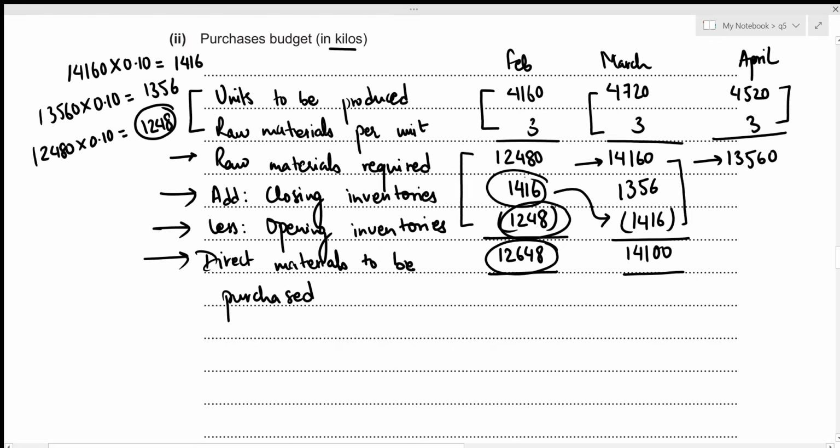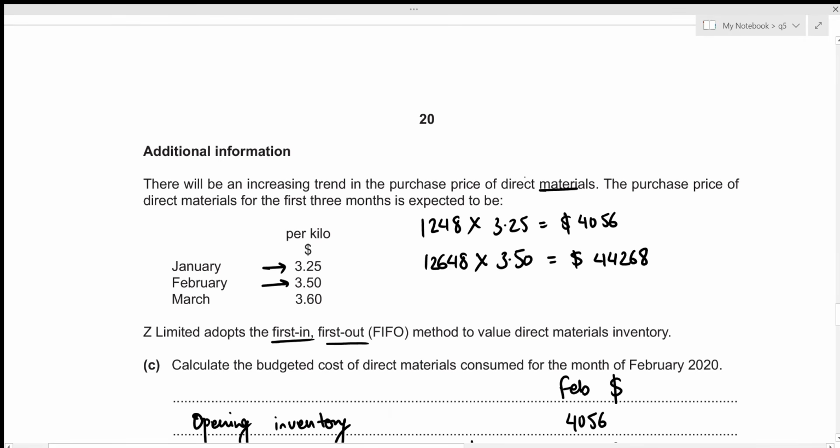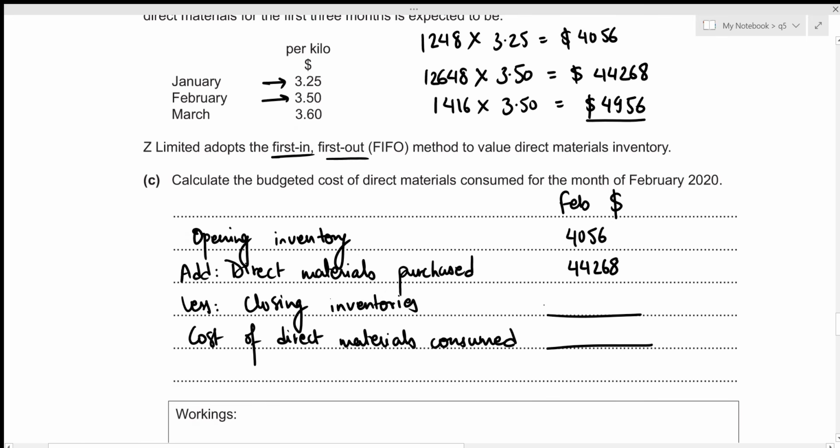And these are the closing inventories, which means that these were purchased in the month of February itself, right? So in order to figure out its value, we just need to multiply it with the purchase price for February, which is 3.5. So that's going to be 1,416 times 3.50, which results in the value of 4,956. And we need to subtract our closing inventories. So I'm just going to write it down in a bracket.